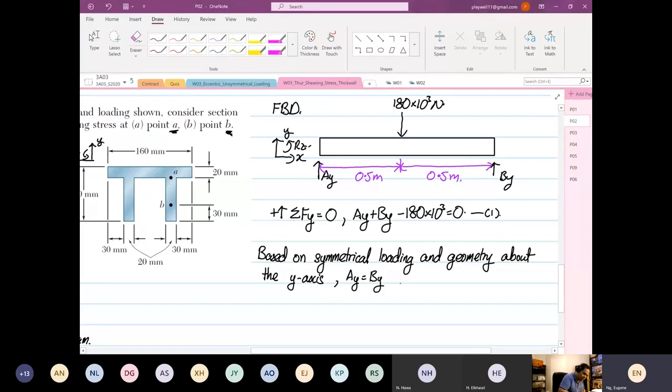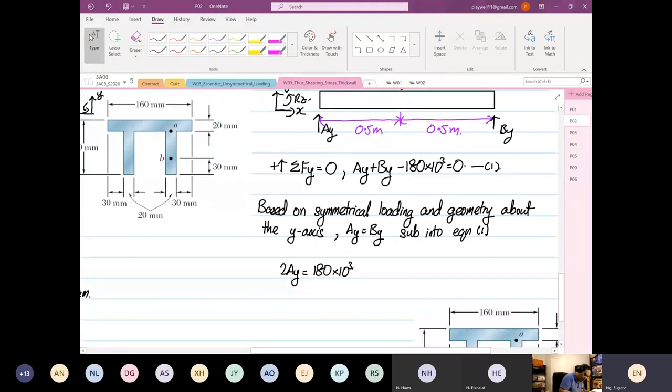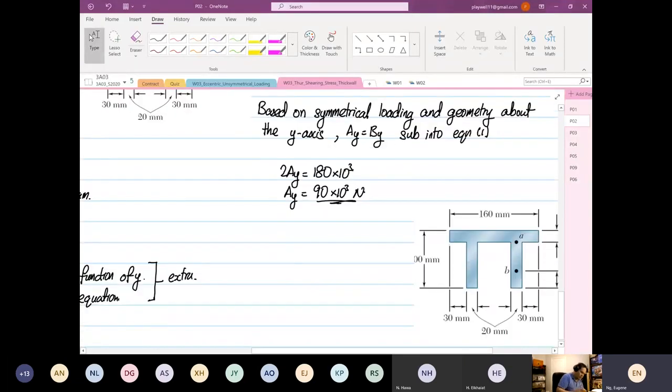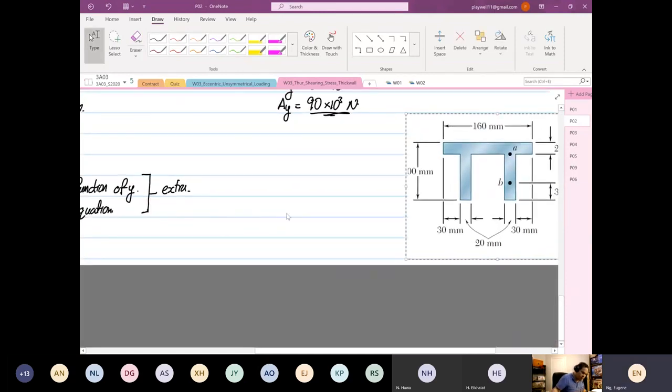And then we can substitute into our equation number 1. When you substitute that, you get 2AY is equal to 180 times 10 to the power 3. And then we know that AY from here is equal to 90 times 10 to the power 3 Newton. Okay. So from here, we are going to quickly sketch our, I'm going to use the next page.